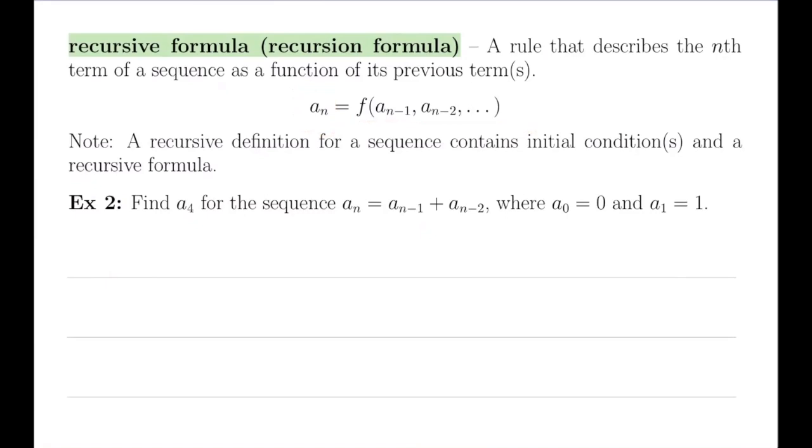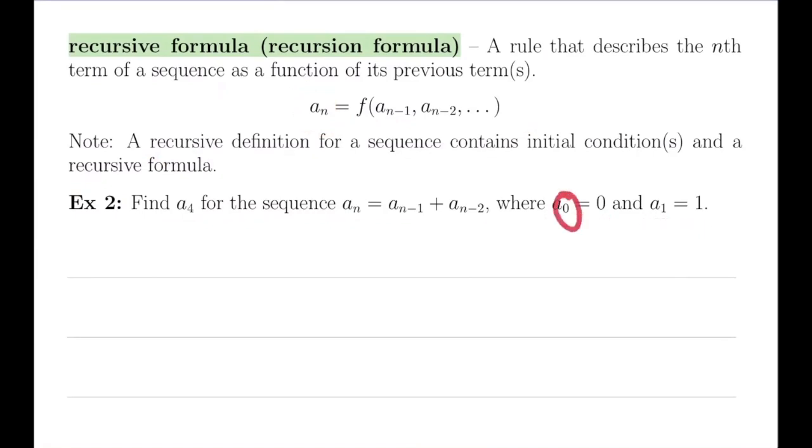And there's something called a recursive definition. So the recursive definition of a sequence has an initial condition or conditions and a recursive formula. So we're going to see an example of that right now. So for example 2, find a4 for the sequence a sub n equals a sub n minus 1 plus a sub n minus 2, where a0 equals 0 and a1 equals 1.